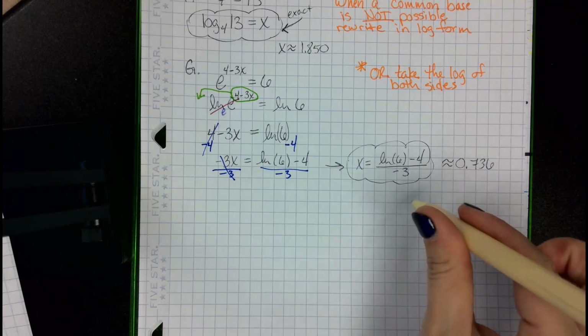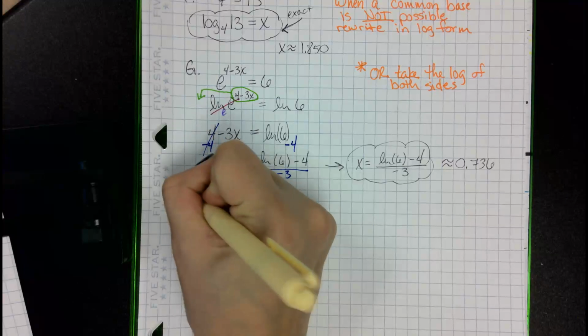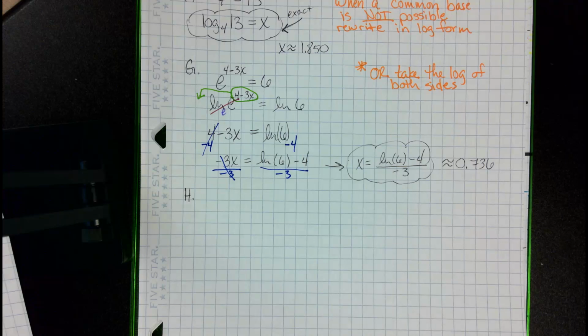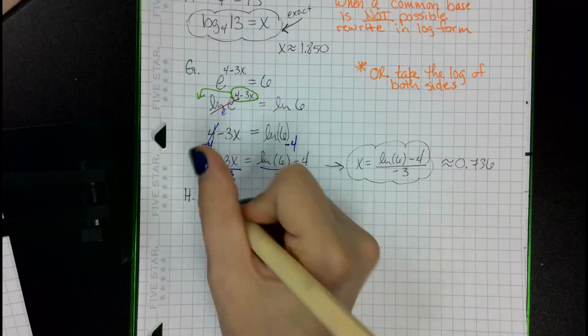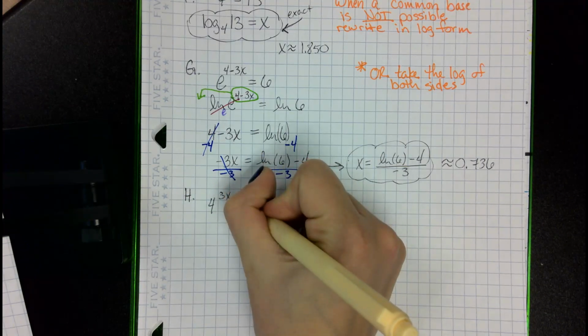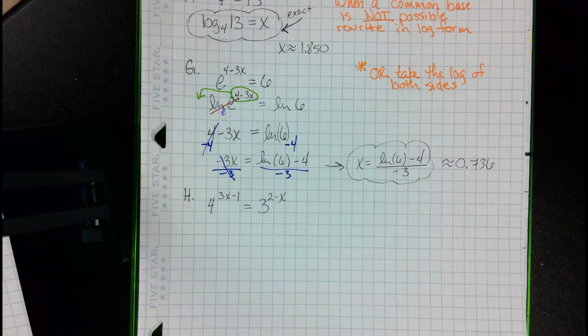And then the last example is a long one. I'm just showing you a lot of different situations you're going to run into. So we have 4 to the 3x minus 1 equals 3 to the 2 minus x. And this is why I showed you that last method, even though we could have done the last method by just rewriting. Because sometimes you can't just rewrite. And we can't make the exponentials the same base because one's a base 4 and one's a base 3.